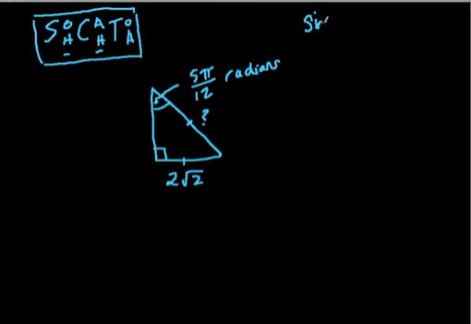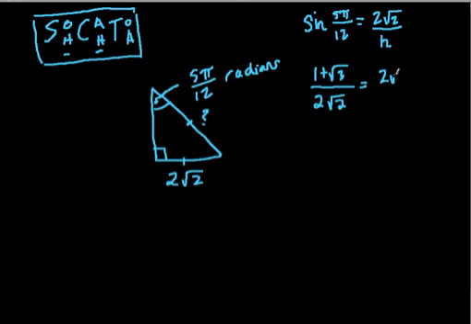So the sine of 5 pi over 12 in radians is equal to the opposite, which is 2 square root of 2, over the hypotenuse, which I'm going to write as h. If we look up the value of sine 5 pi over 12 on a table, or plug it into a calculator in radians, we should get 1 plus the square root of 3 over 2 times the square root of 2, and this is equal to 2 times the square root of 2 over the hypotenuse.